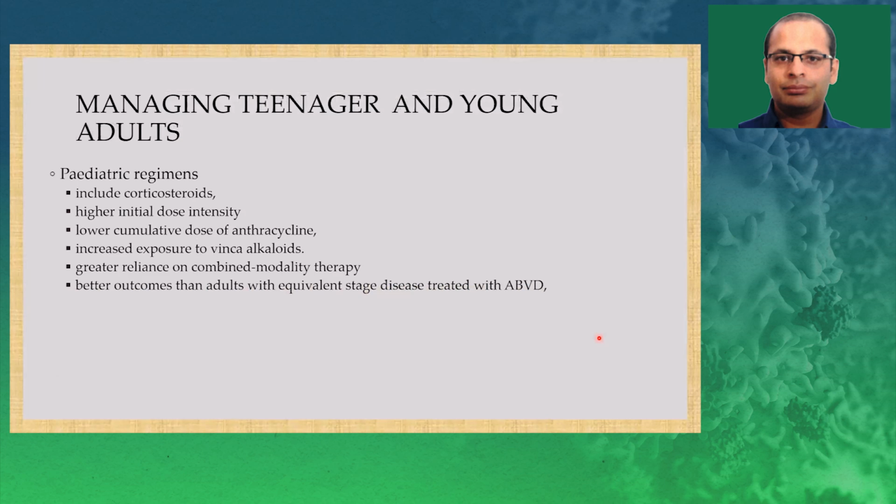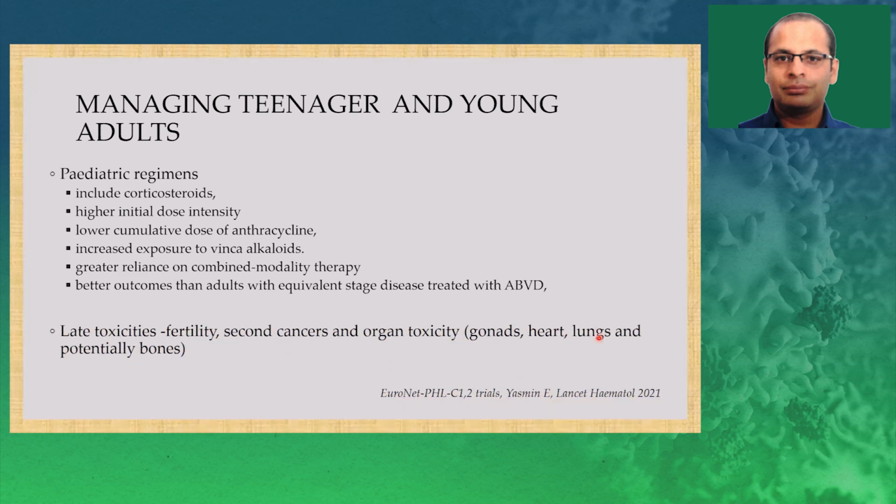For young teenagers and the younger adult population, the outcomes are not as good as with the pediatric regimen. The regimens include steroids, high dose intensity initially, lower doses of anthracyclines, and increased exposure to vinca alkaloids, with greater reliance on combined modality treatment. Late toxicity, including fertility, second cancer, and organ toxicity, even bone toxicity because of steroid use, comes into play in such patients and they should be counseled regarding these.